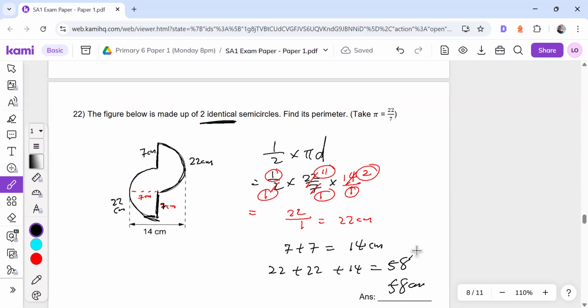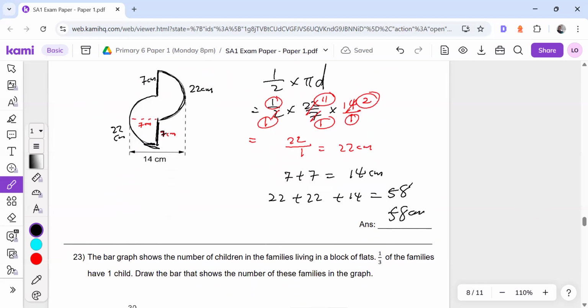Clear so far? Valerie, okay, Valerie? You're staring at the screen, very engrossed in the screen. Okay, so let's go on to the next one.